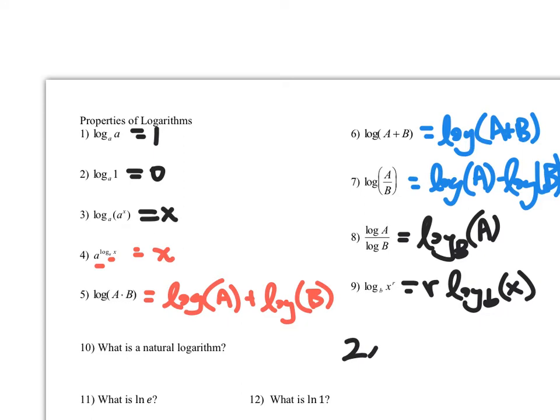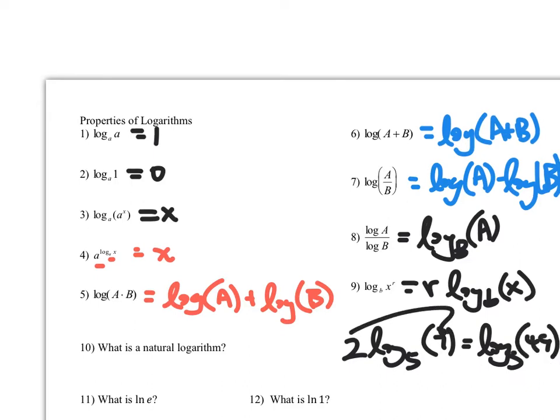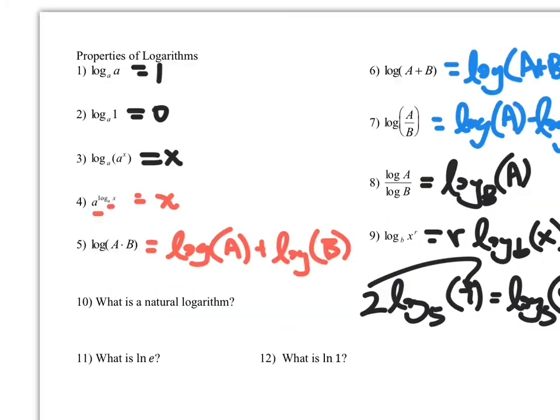For example, the reverse of that, let's go like this. That's actually equal to log base 5 of 49, right? I bring this 2 up as an exponent. That becomes a 49.